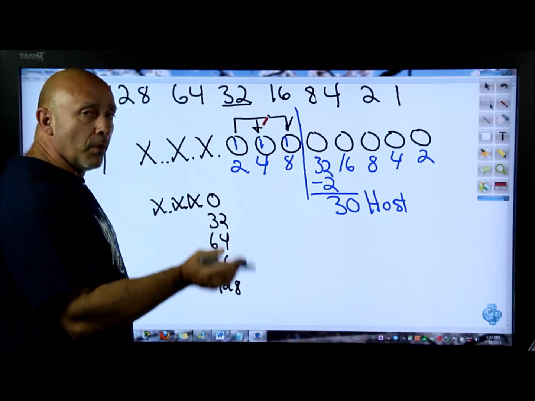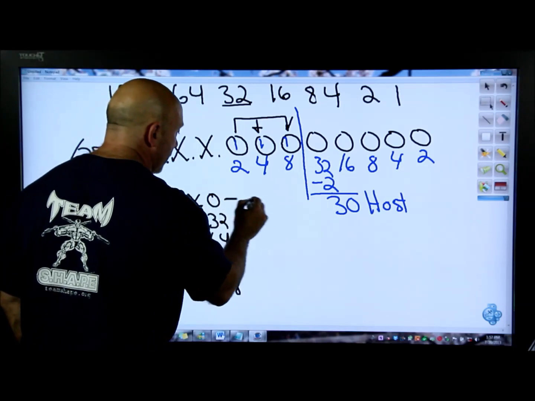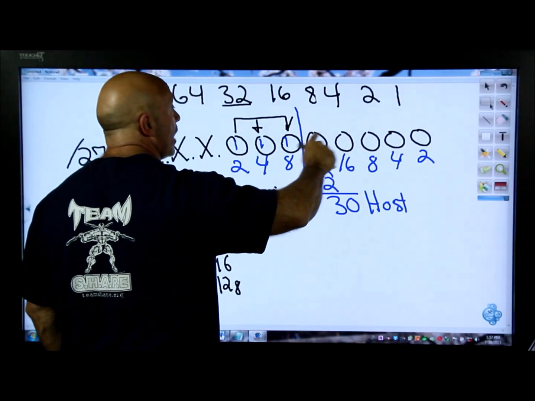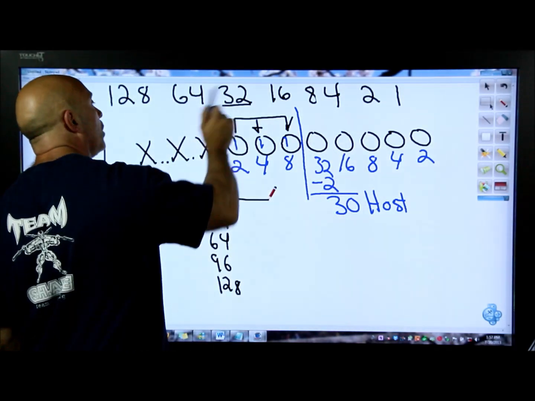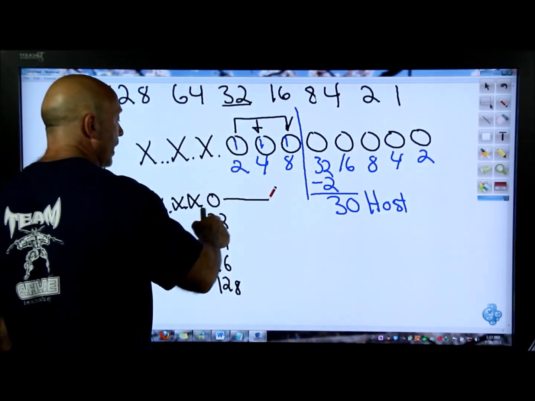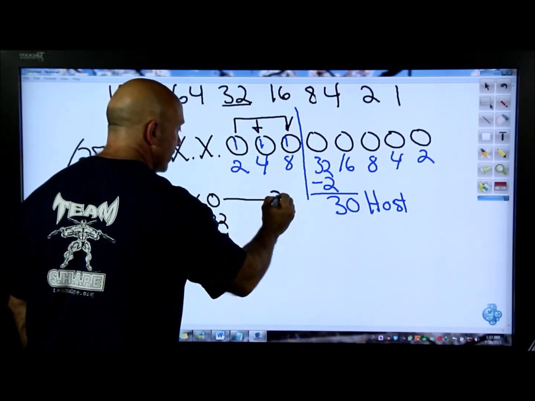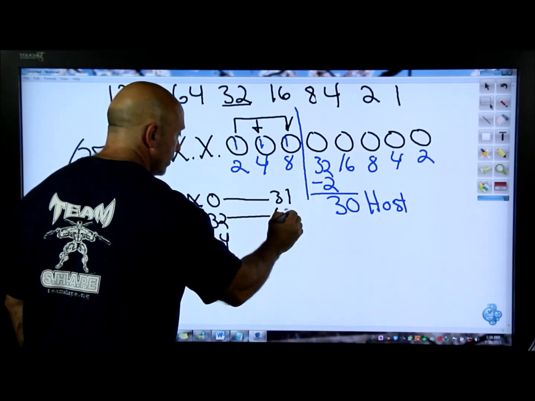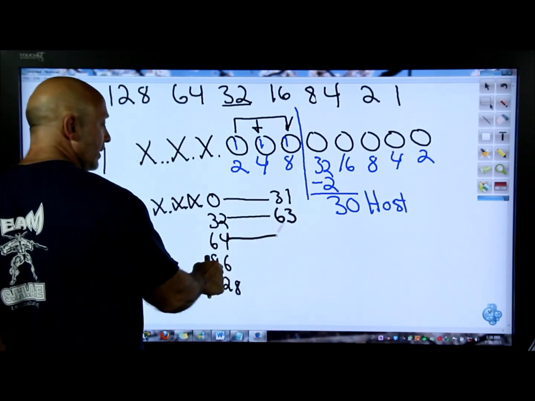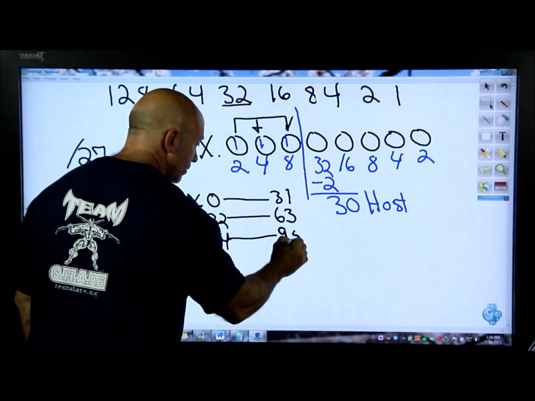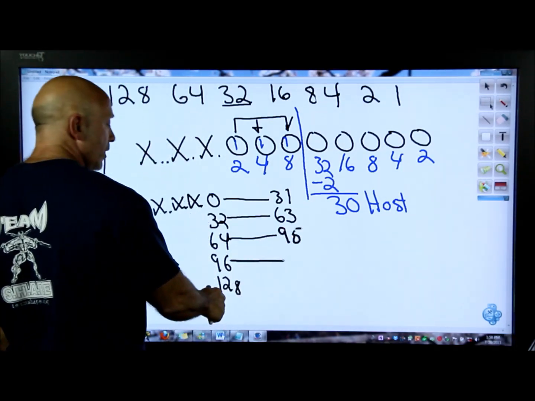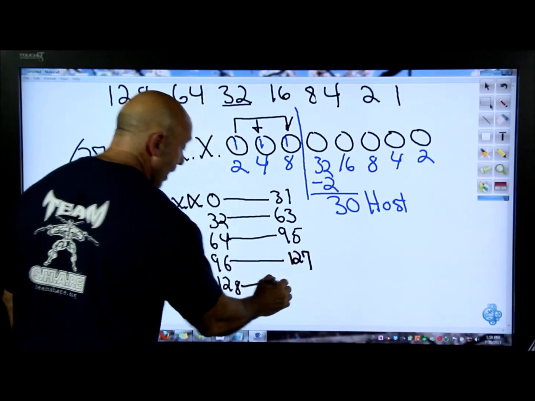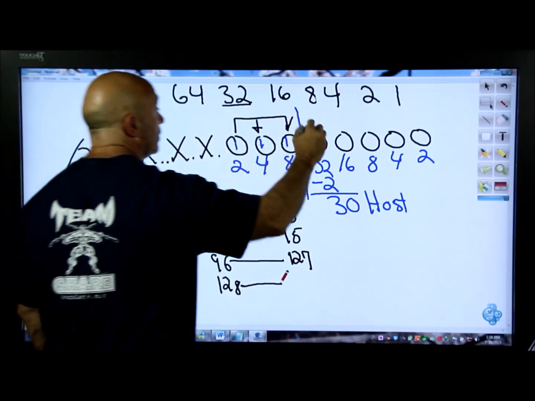But let's just use the broadcast. Now let's just put the broadcast right here. I'm just going to write the last octet. Well, if I add these bit values to the right, it's going to give me 31. It's always going to be 1 less than 32. So 1 less than 32 is this guy's broadcast. 1 less than 64. 1 less than 96. 1 less than 128.